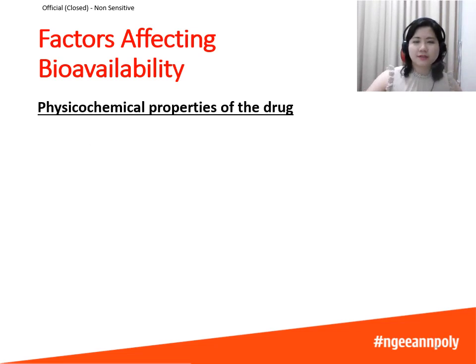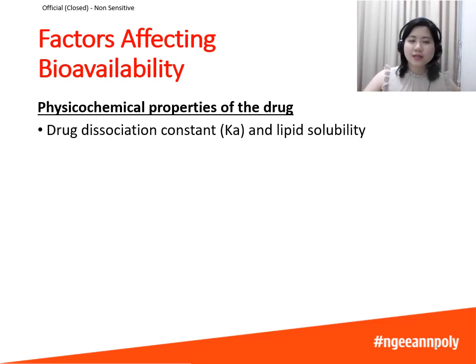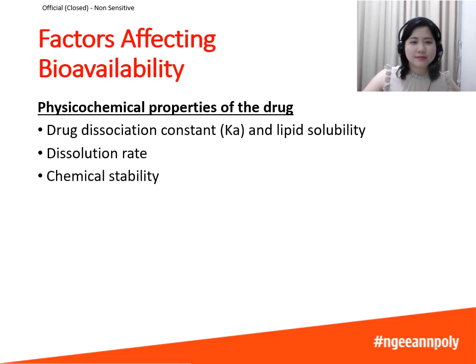Physical-chemical properties of the drug itself can also affect bioavailability. The drug dissociation constant, Ka, and lipid solubility affects how well a drug can cross biological membranes, which is crucial for absorption. Dissolution rate: the faster the dissolution rate, the faster the drug can be absorbed. Chemical stability is also important. If the drug is destroyed by stomach acid or enzymes, then it would have a poor oral bioavailability.